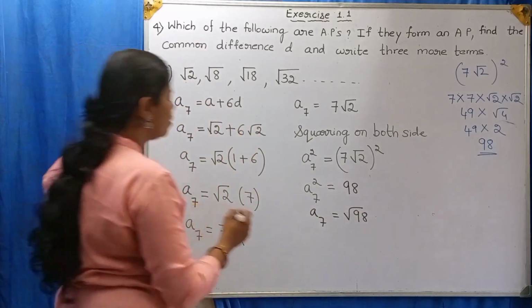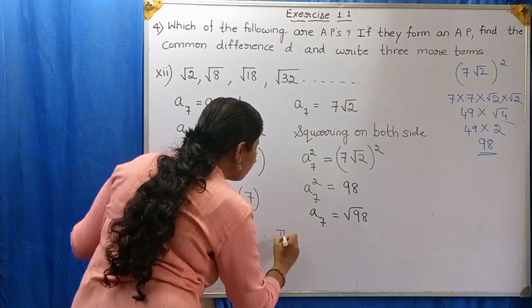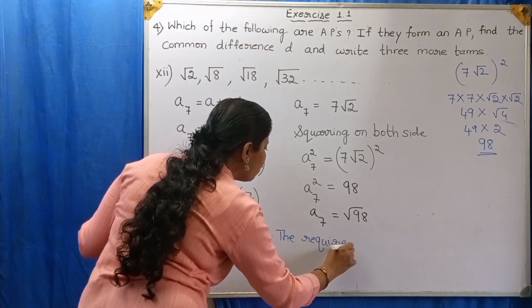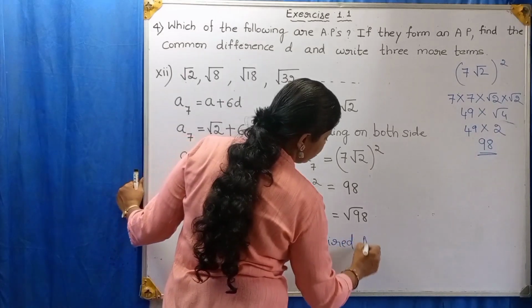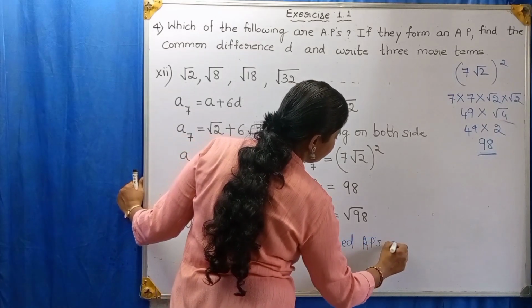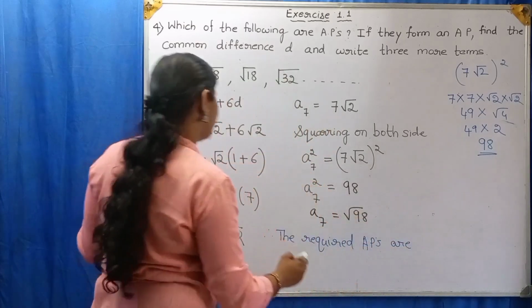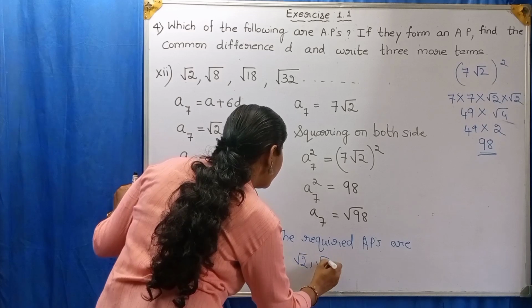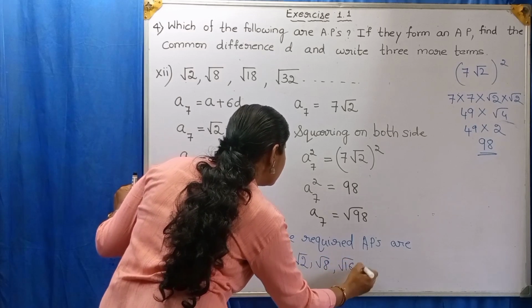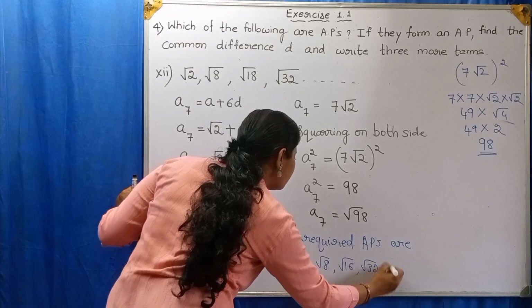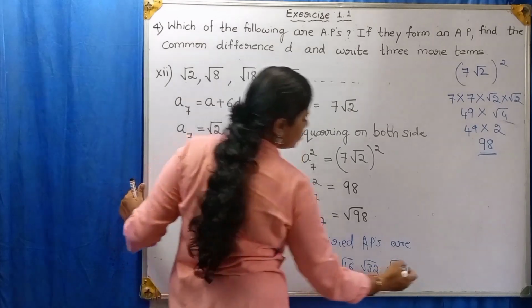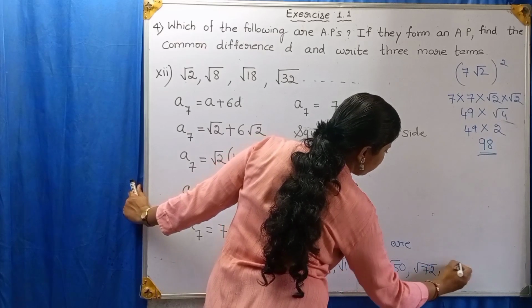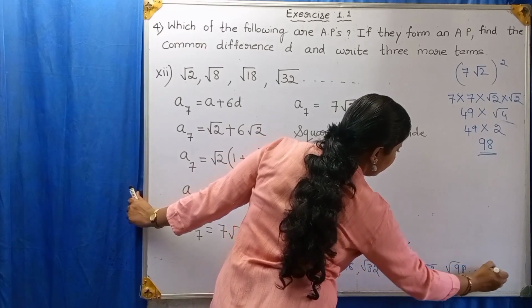Okay. Therefore the required APs are square root 2, 8, 16, 32, 50, 72, square root of 72, square root of 98, and so on.